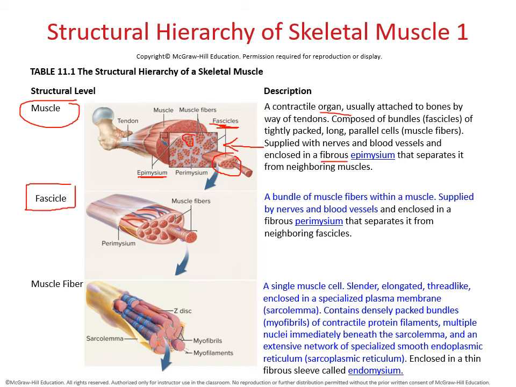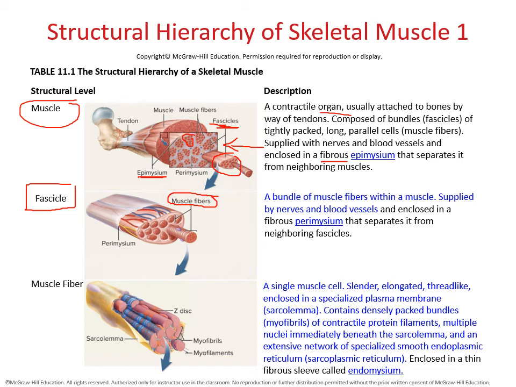And inside of the fascicle, we're going to see that you have muscle fibers. Now remember, your muscle fibers are your muscle cells. So these are the individual cells. So the muscle cells will clump together and they'll make a fascicle. And then the fascicles will clump together and they will make an overall organ, an overall muscle for you to interact with.